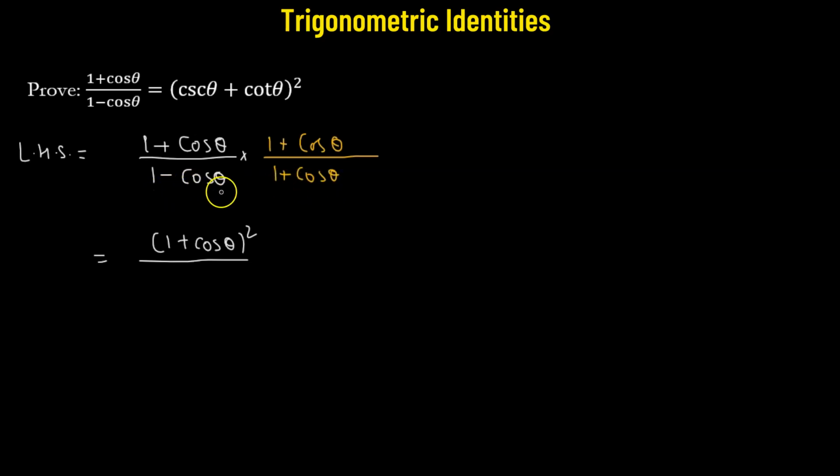That's an identity, a minus b times a plus b, so we have a squared minus b squared. That gives us 1 plus cosine theta whole squared over... Now what's 1 minus cos squared theta?